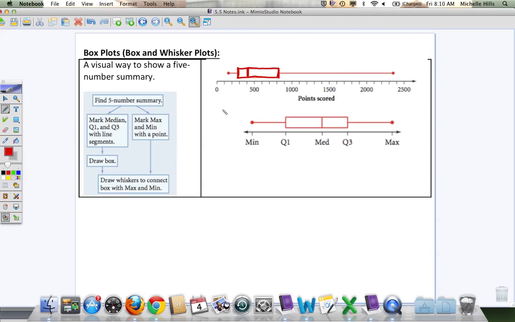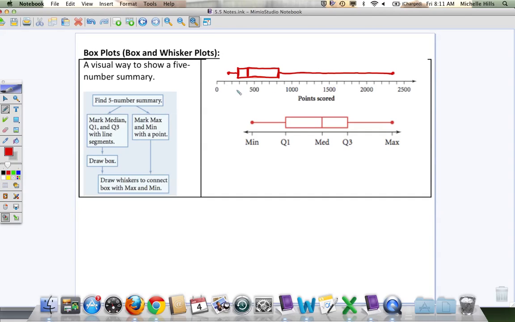Then it says I want to draw whiskers to connect the box. So this dot out here is my minimum, and then I draw a whisker to the box from my minimum. This dot out here is my maximum, and I draw this long whisker out to my maximum. It is not a requirement that you use a straight edge. However, if you can't draw very straight, you need to use a straight edge. These need to be relatively straight.